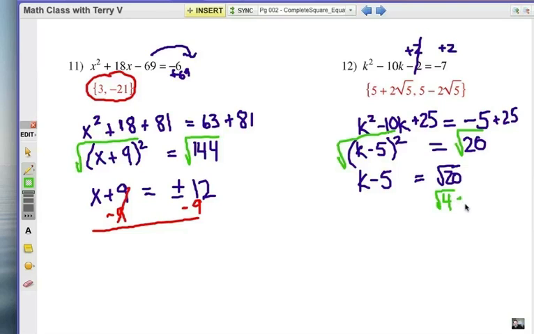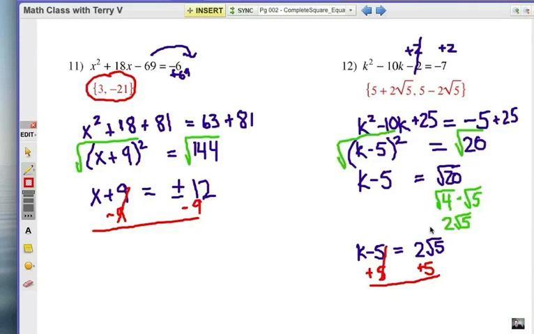But let's think of radical 20 as radical 4 times radical 5. Alright, I want to look for a perfect square radical, which would be 4. Now I know I can take the square root of 4, which is 2, so it's actually 2 radical 5. So now I have to add 5 to each side, and this is the result.